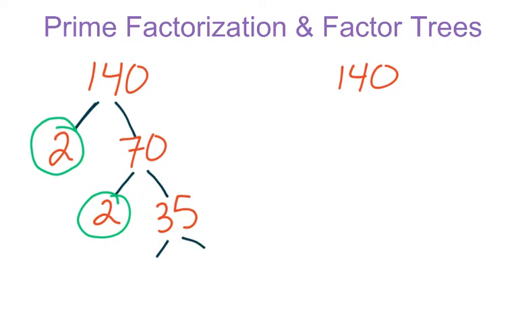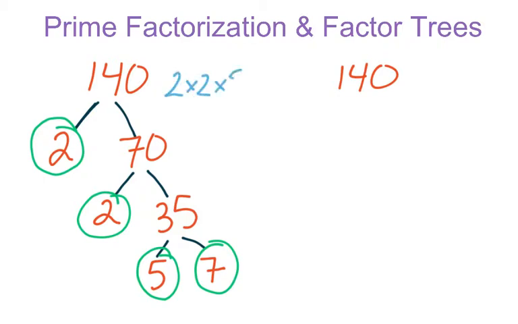Well, what times what makes 35? 5 times 7 equals 35. 5 is a prime number, so is 7. So I think that my prime factorization for 140 is 2 times 2 times 5 times 7. Notice I write it in order from least to greatest. So the smallest prime number, 2, starts the list, then it goes in order. I could also write this as 2 to the power of 2 times 5 times 7.